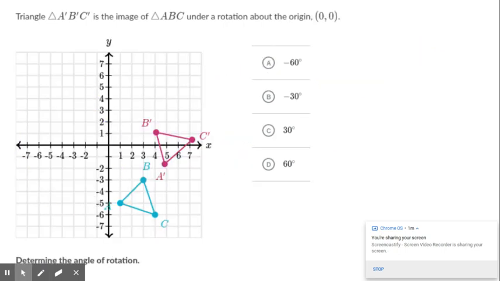Next one, triangle A prime, B prime, C prime is the image of ABC under a rotation about the origin. In this case, same idea. Do not focus on the entire shape. Simply focus on a pre-image and image point. So now for this one, I'm going to focus on B and B prime, if that's okay.